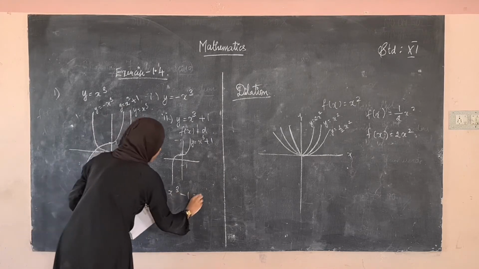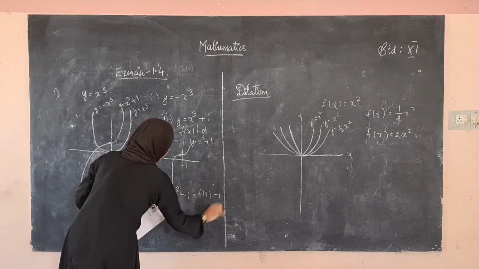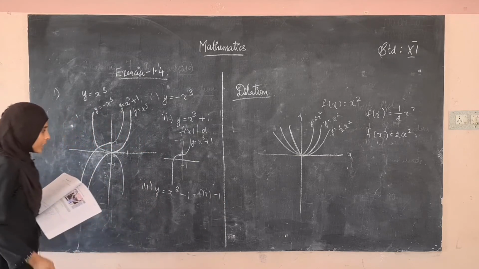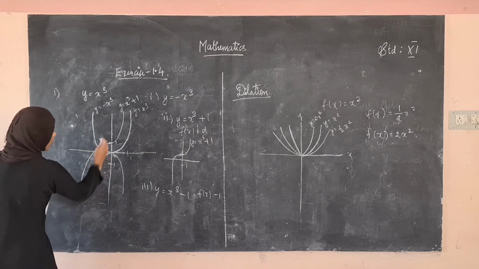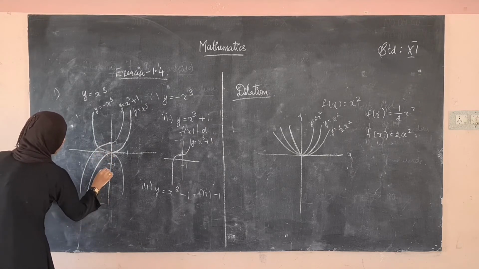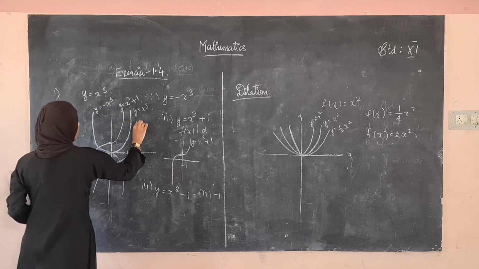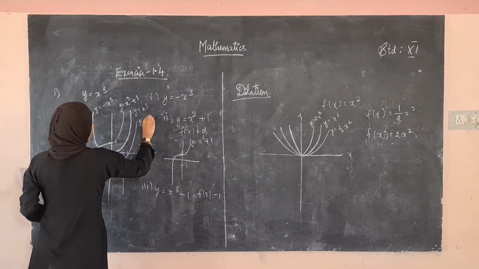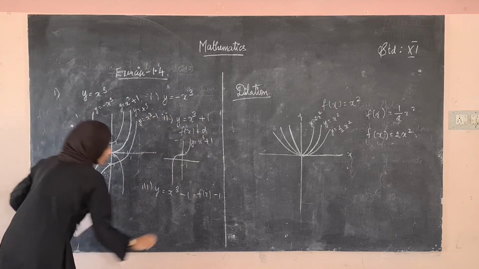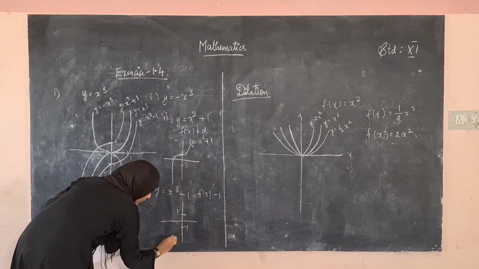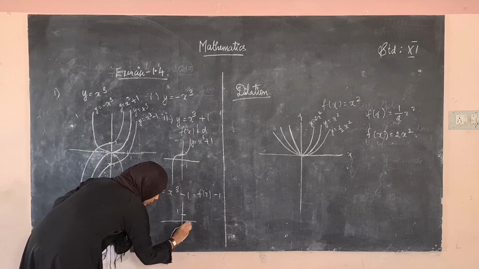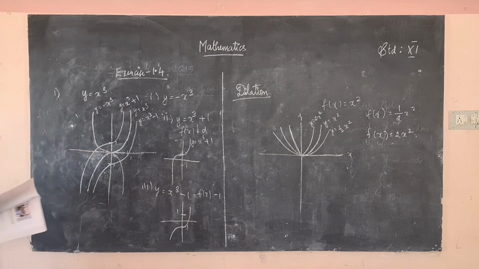This is in the format of f of x minus c, right? What happens? The graph shifts 1 unit downwards. So the graph will be like this. Y is equal to x cube minus 1. What will be the graph? This is 1 and this is minus 1. The graph will be like this. Okay, y is equal to x cube minus 1.